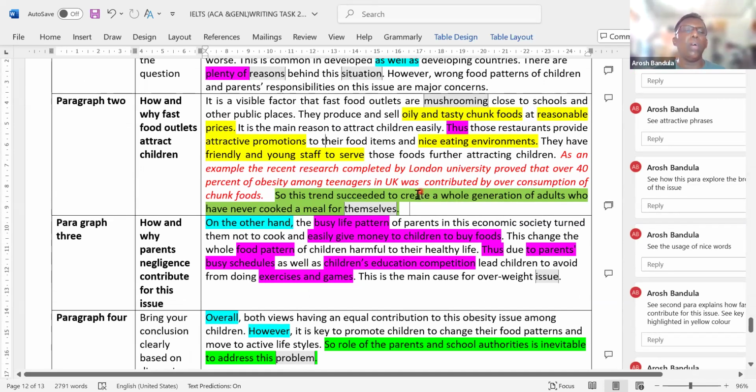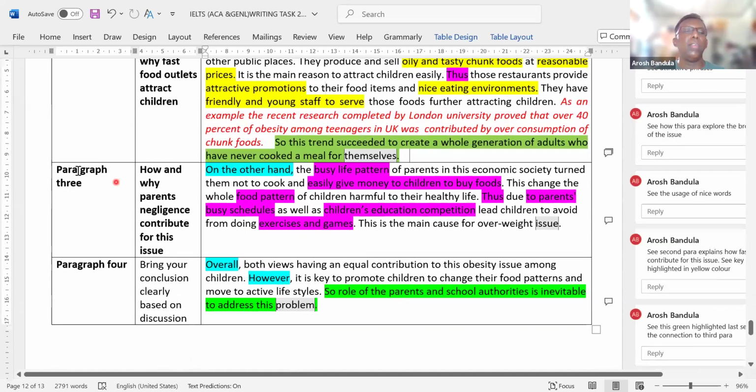Okay. Now I come to paragraph 3. In paragraph 3, I am trying to explore how and why parents' negligence contributes to this issue.